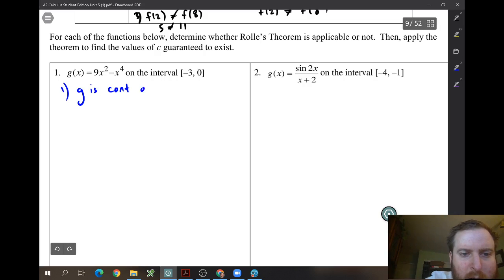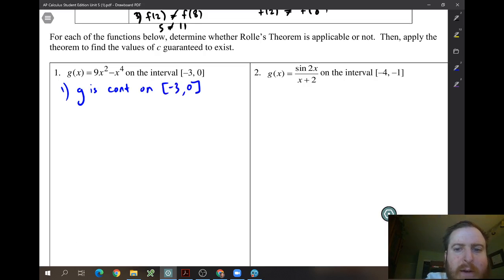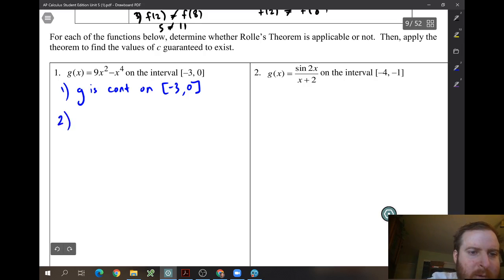But we're going to say on -3 to 0. Anytime we just have a polynomial, we don't have a fraction, we don't have ln, we don't have any trig, we don't have a radical, it's just continuous everywhere. Same thing with differentiable. You could take the derivative, it's 18x minus 4x cubed, and that's also a polynomial. So g is differentiable everywhere, for all real x, but we'll say on -3 to 0.